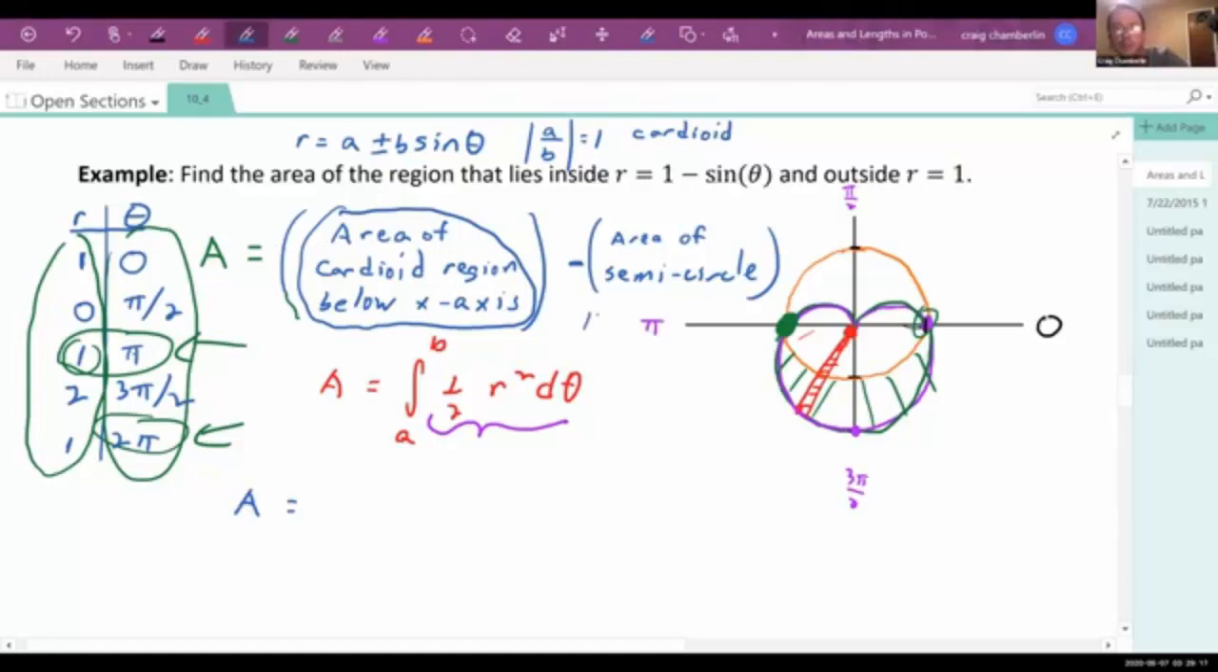Let's remember to subtract off the area of the semicircle. So we're going to get the area of the cardioid below the x-axis. We're going to take the integral. I'll pull the 1/2 out front.